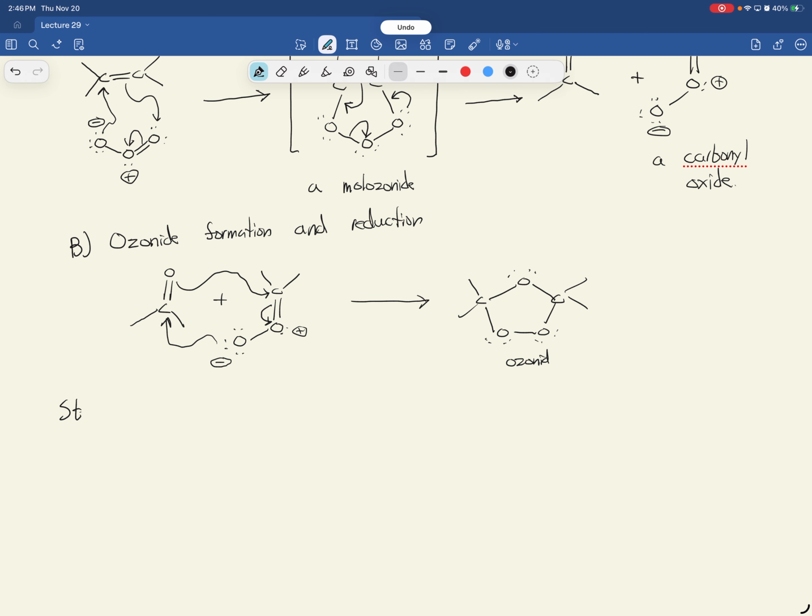Now the final step. What's step 2? Reduction. So I'm going to show you reduction of the ozonide with dimethyl sulfide.